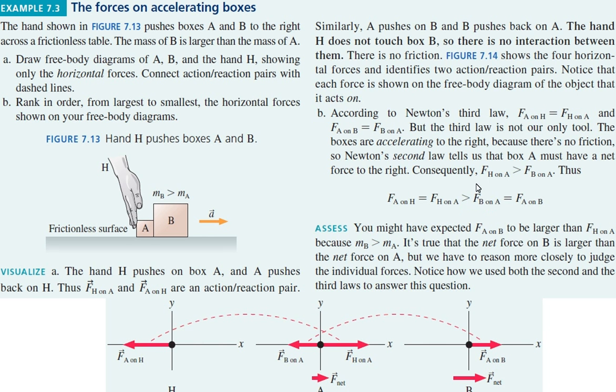But again, because of Newton's third law, F of B on A is equal to F of A on B. So there's the ranking. It's a result of Newton number 2 combined with Newton number 3. And you should be able to look at this sketch on the bottom here and understand why the F net acting on B is larger than the F net acting on A.